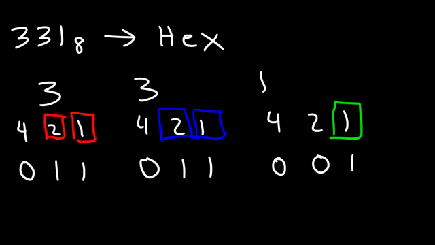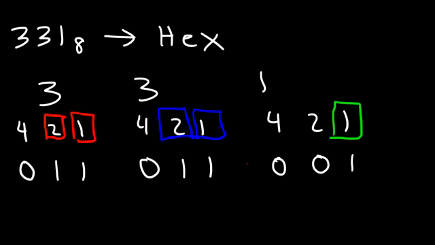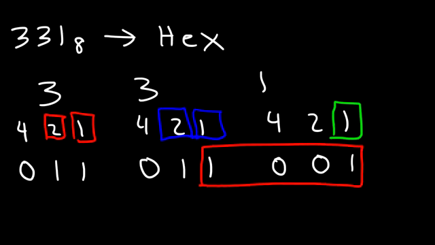So 331 in the octal system corresponds to this number in the binary system. So now let's adjust it in groups of 4. So here's the first group of 4, and here is the second group of 4. So I'm going to rewrite that.